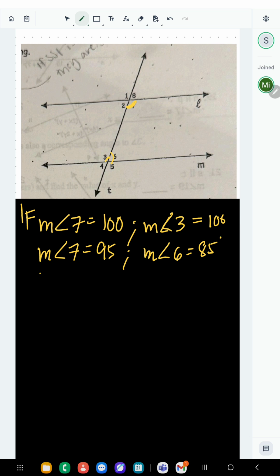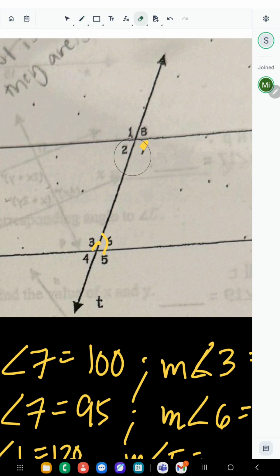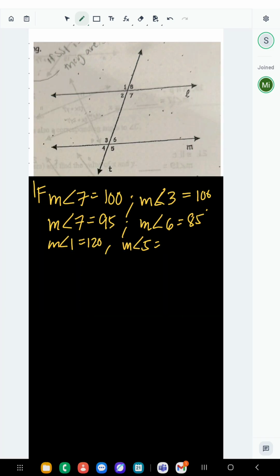Then, if the measure of angle 1 is equal to 120, what is the measure of angle 5? What is the relationship of angle 1 and angle 5? Exterior. So they are equal. So angle 5 is also 120.